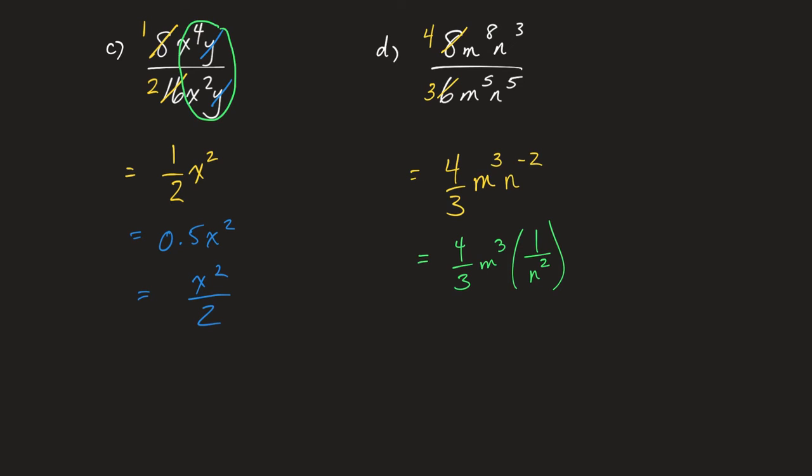And so what we end up getting then on top of a big fraction line is the 4 times the 1 times the m cubed. And then on the denominator, we're going to have a 3 times an n squared. And if you came in on 4m cubed divided by 3n squared, you have a great expression for that. A great fully simplified expression.